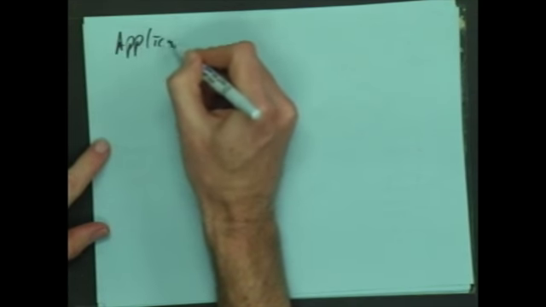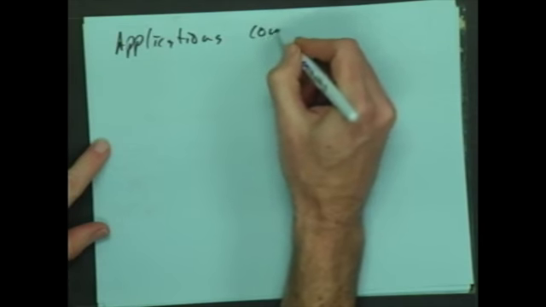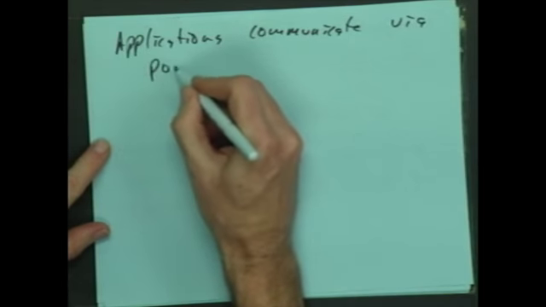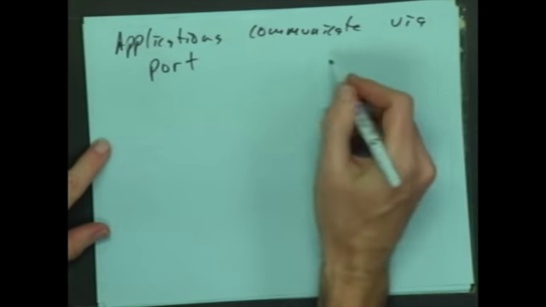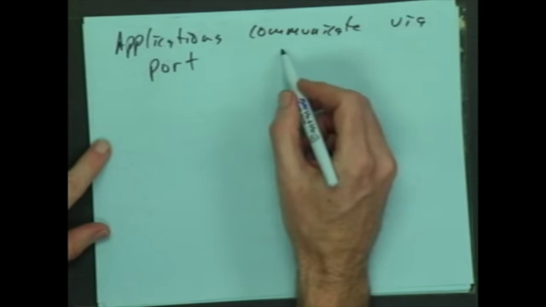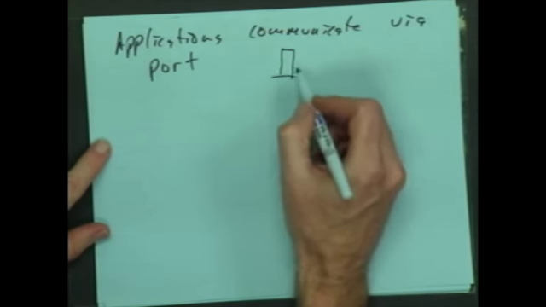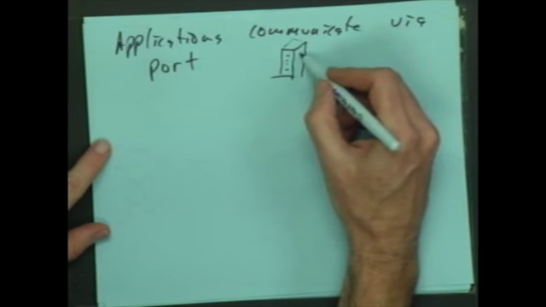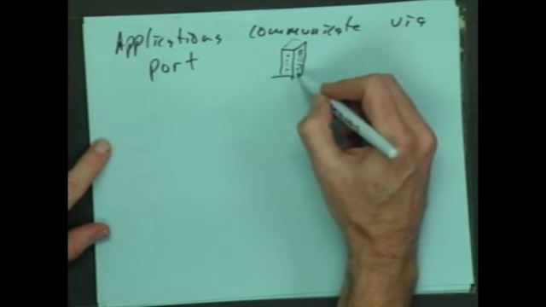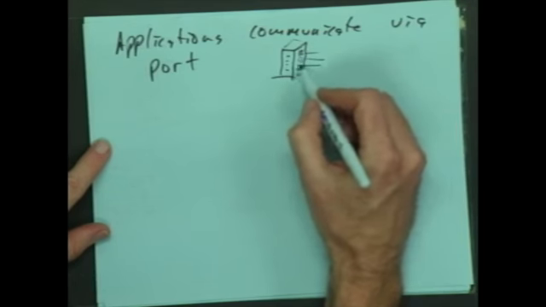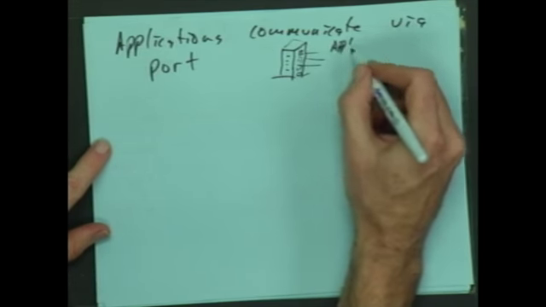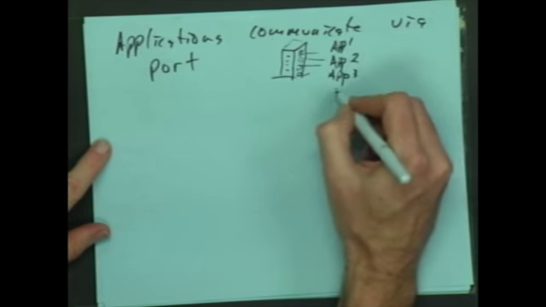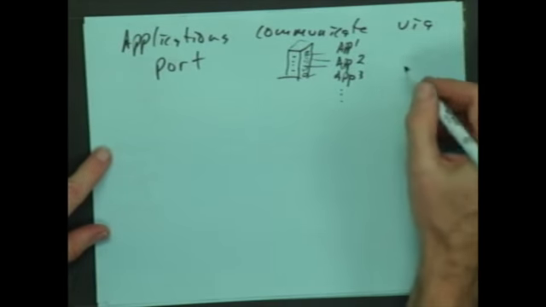Applications communicate via ports, okay? So a port, it's like a port, right? If we imagine my computer, this is kind of a funny way to think about it, there's ports on it, right? There's little ports. These are virtual ports though, okay? Each application is going to have its own port, app 2, app 3, and so on. These are virtual ports.